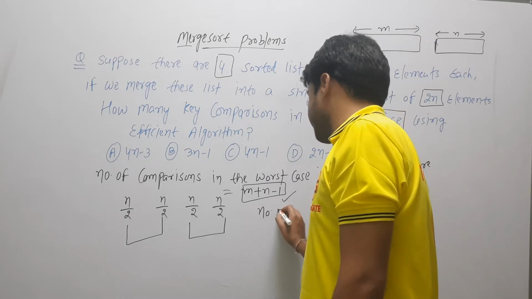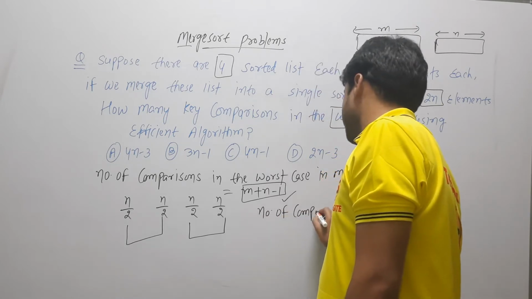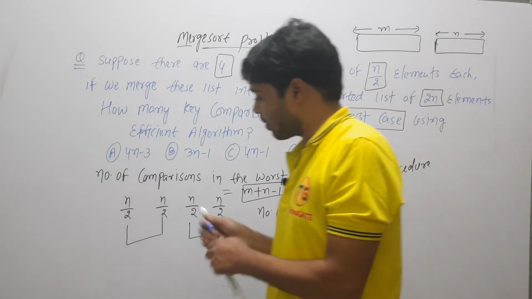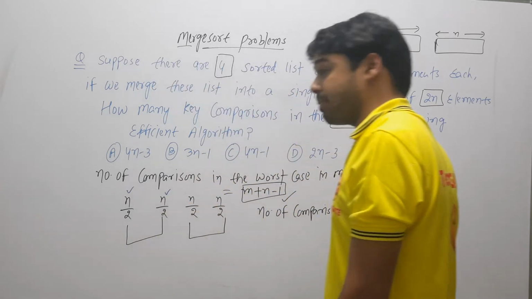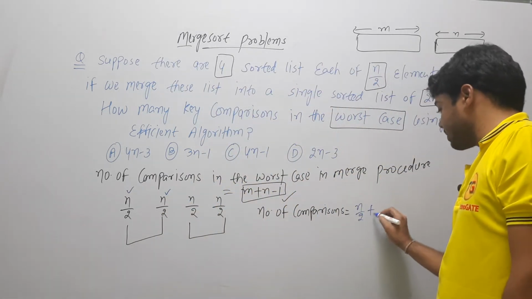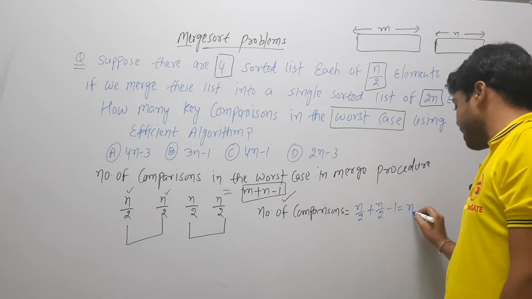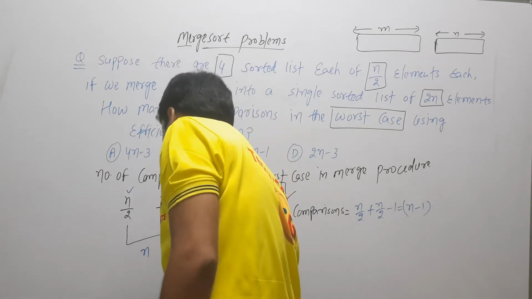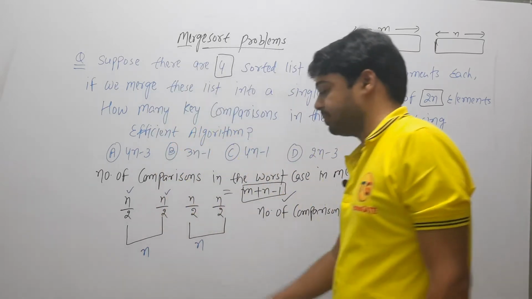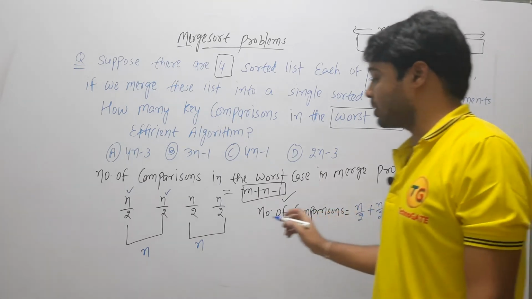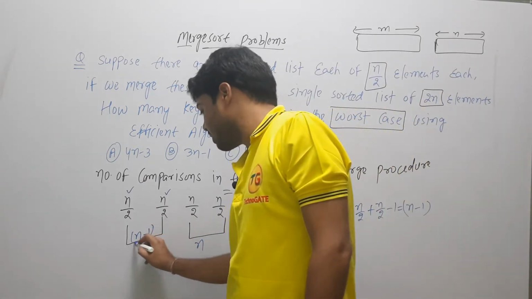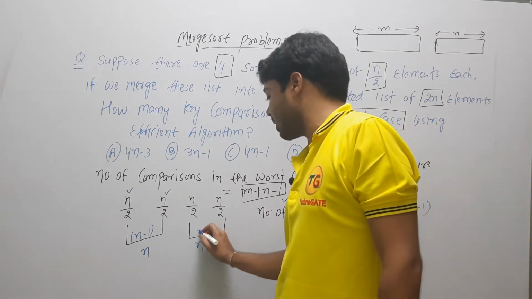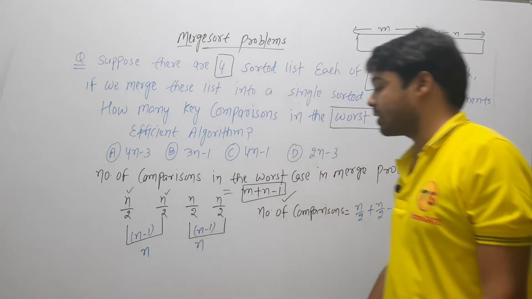So how much here? So number of comparisons. Okay, so for this list, how many comparisons are there? Here m plus n minus 1, so n by 2 plus n by 2 minus 1. How many are there? n minus 1 comparisons. Okay, and how many elements are there here? n elements are there here. So n minus 1 comparisons for this one. Here n minus 1 comparisons are there, and here again n by 2 plus n by 2 minus 1, so n minus 1 comparisons are there here.